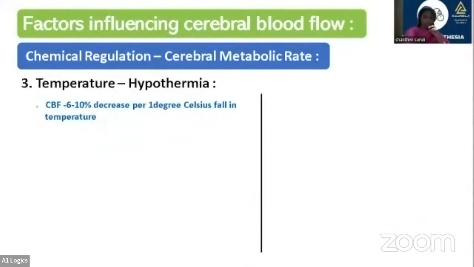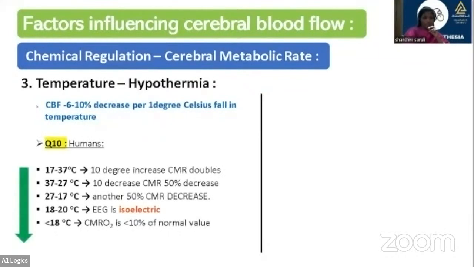Coming to temperature, it's very important. The cerebral blood flow is affected by almost every 10 degree fall or rise in temperature. This is called the Q10. Between 17 to 37 degrees Celsius, every 10 degree increase, the CMR doubles. Between 37 to 27, every 10 degree decrease in the temperature causes a 50% decrease in CMR. Between 27 to 17, another 50% decrease in CMR occurs.